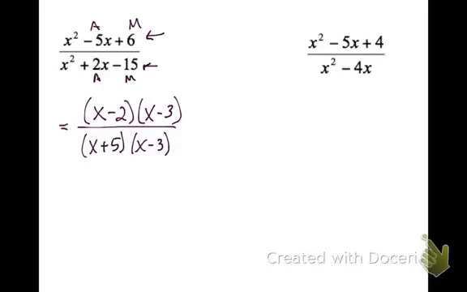A quick hint here, if you can figure out how to factor one of these two, then look at your factors, and usually you can expect to have a common factor between the top and the bottom. Here I had two x minus 3's, so they cancel out, and I'm just left with x minus 2 over x plus 5.